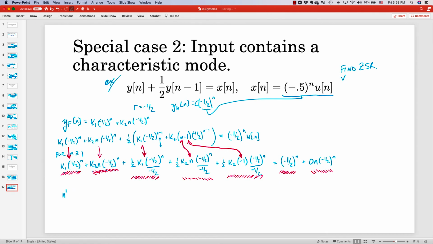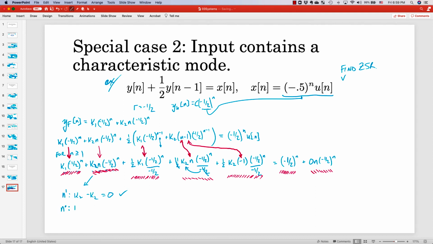So for the terms with n to the 1 power, on the left-hand side I have k2 in this term, and the 1/2 and the 1/2 will cancel, and the negative sign comes up, negative k2. And on the right-hand side, I have none. So, I mean, it's true, but it's not really helpful. So let's try the n to the zero terms.